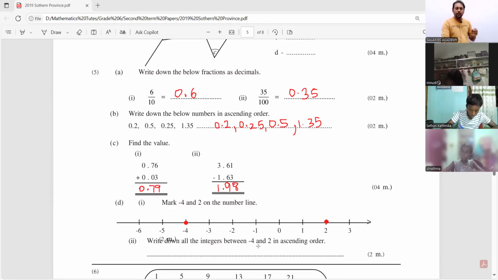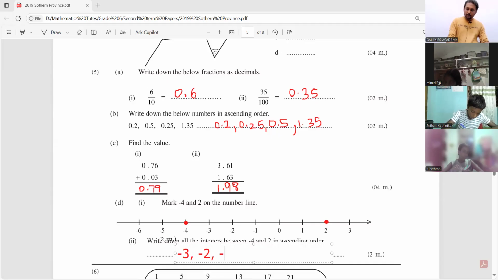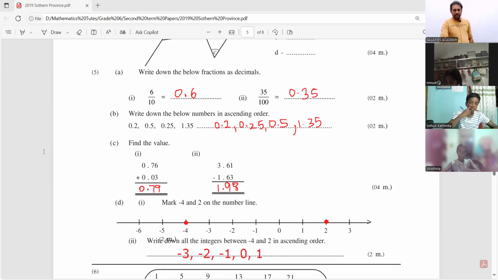Between -4 and 2. Integers mean what? Negative and positive whole numbers including 0. Right? So we can write -3, -2, -1, 0, 1. They are the integers between -4 and 2 in ascending order.